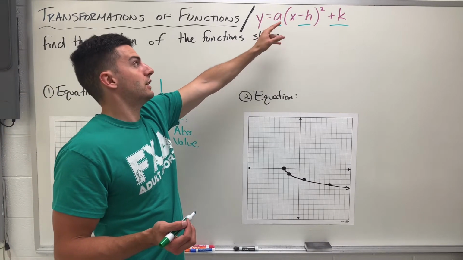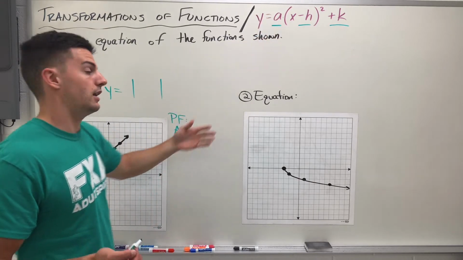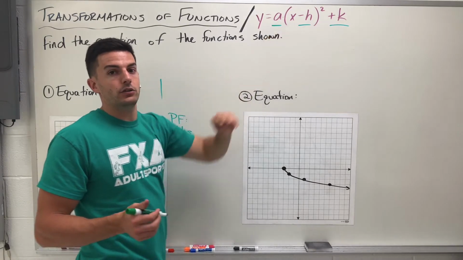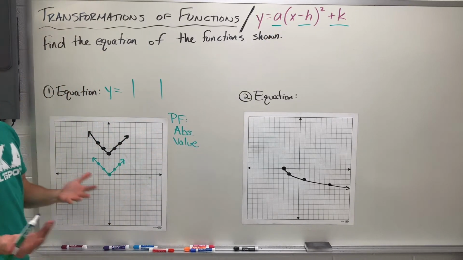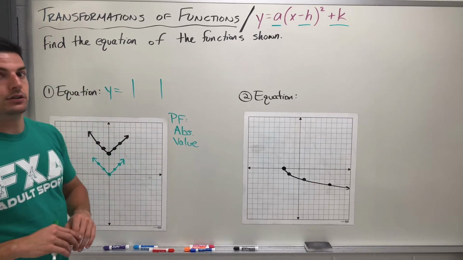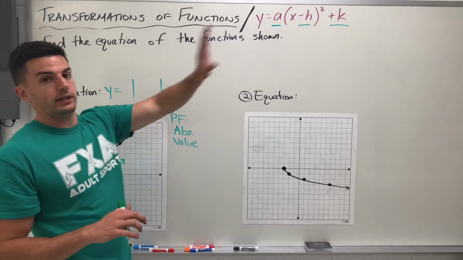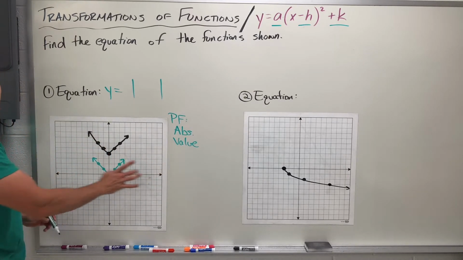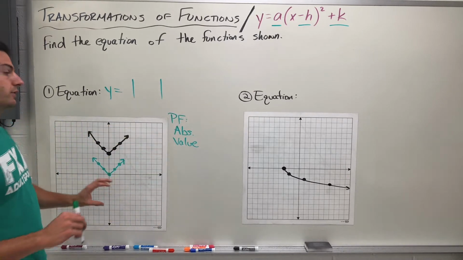there are two different things we could look for. It's a flip, a vertical flip. Is it upside down from the original? The A value, if there's a 2 or a 3 or a 1/2 or whatever there, would mean it's stretched or shrunken vertically. And so that's that A value. The H value would mean, from the original, it's shifted left or right a couple spaces, and the K value means it's shifted up or down.